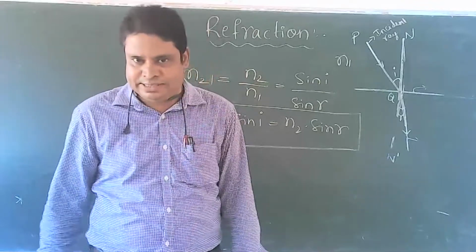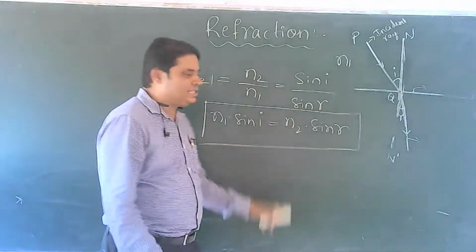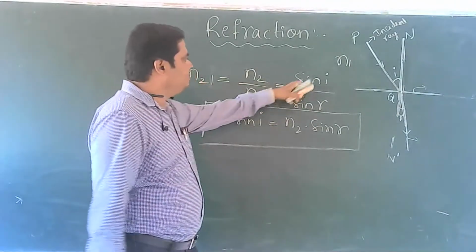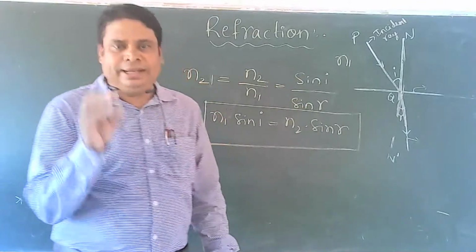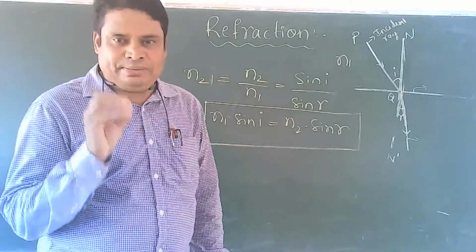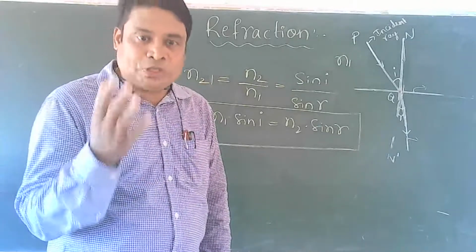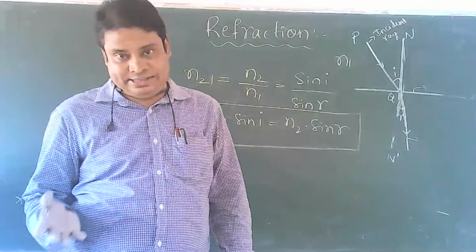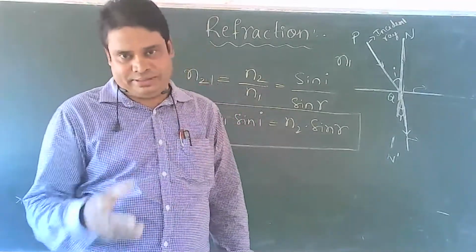Now, what is the SI unit of refractive index? Just think. Your refractive index has no unit because it's sin i by sin r. It has no unit. It's just a number. Refractive index is just a number. You are supposed to remember some of the refractive indices, like the refractive index of air or vacuum, which by default we take as 1.